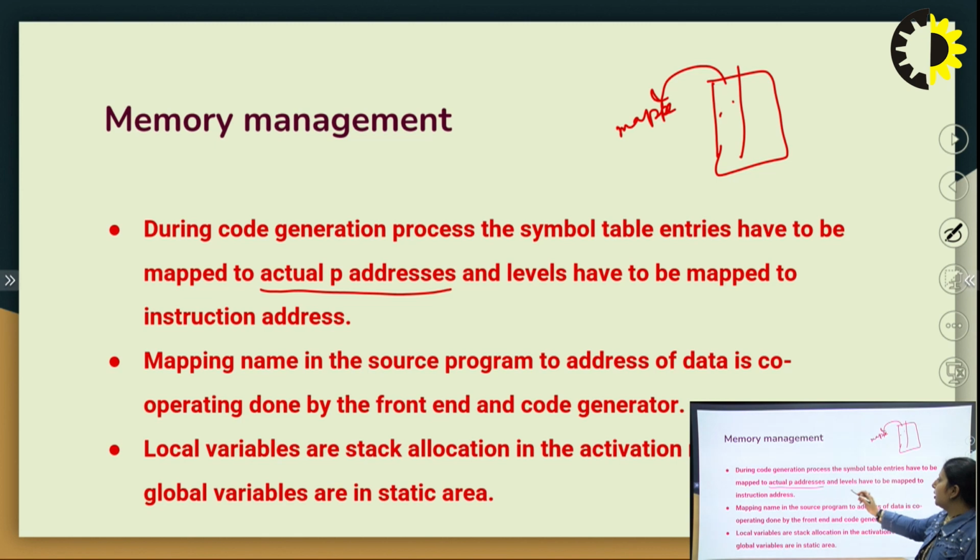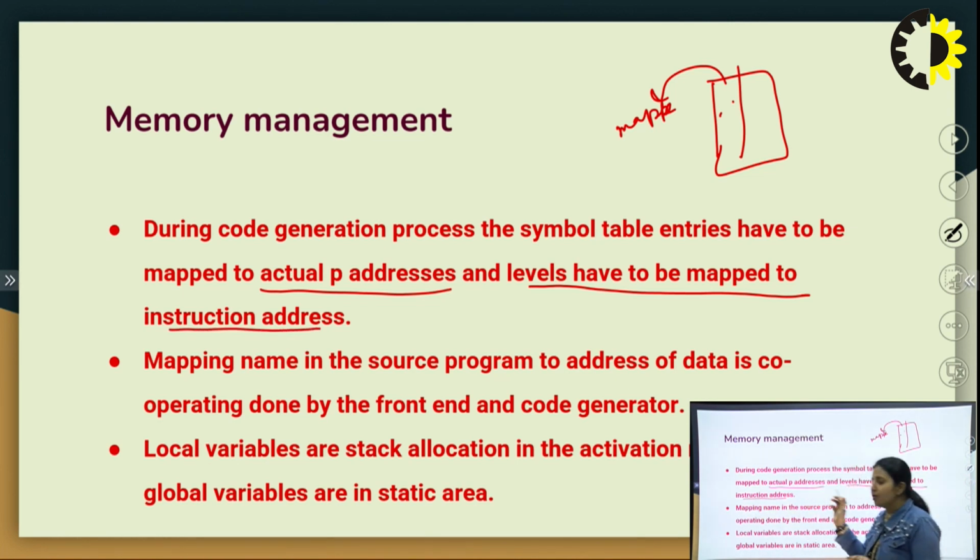So, the mapping is actually done in memory management. That's why it is a design issue, and labels have to be mapped to the instruction address because the mapping is done between many more instruction addresses. Mapping names: what does this mean? Mapping names is basically the mapping of the source program to addresses of data, cooperatively done by the front end and code generator.